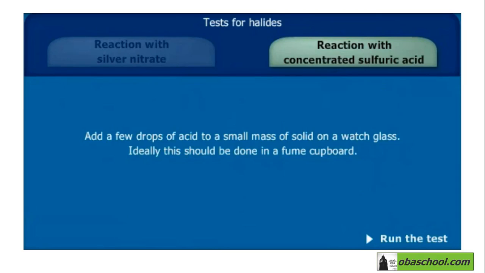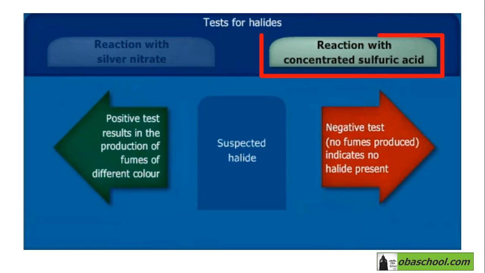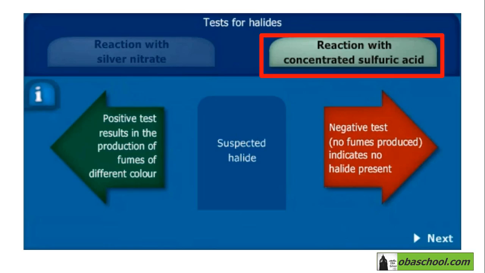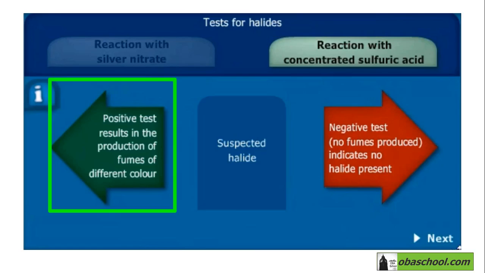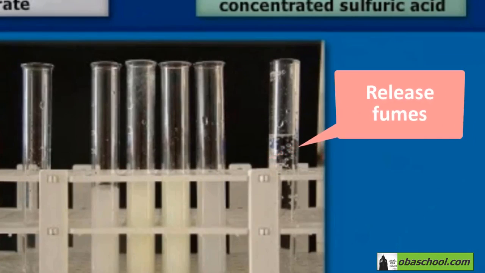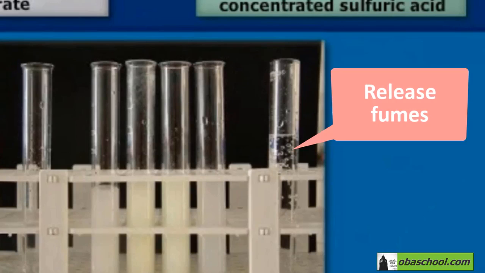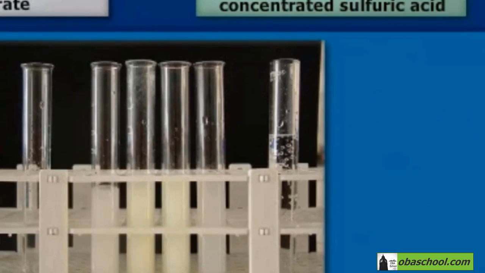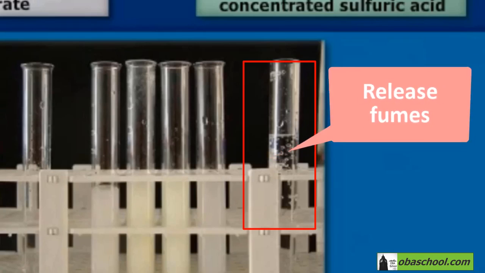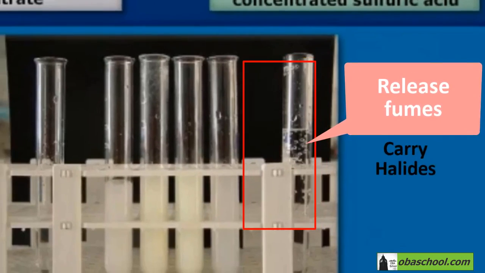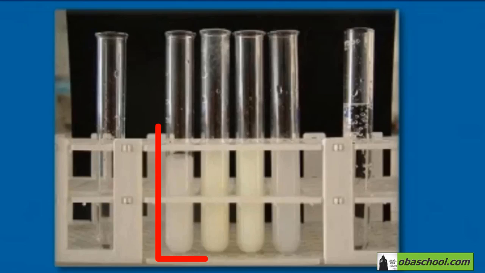We can also test for halides with a reaction with sulfuric acid. If the tube is carrying a halide, you will expect to see a positive test with fumes being released. If it doesn't release fumes, then it means it doesn't carry halides. So this tube releases fumes, which means this solution carries halides. These tubes again show the colors of precipitates formed with silver nitrate that belong to chloride, bromide, and iodide.